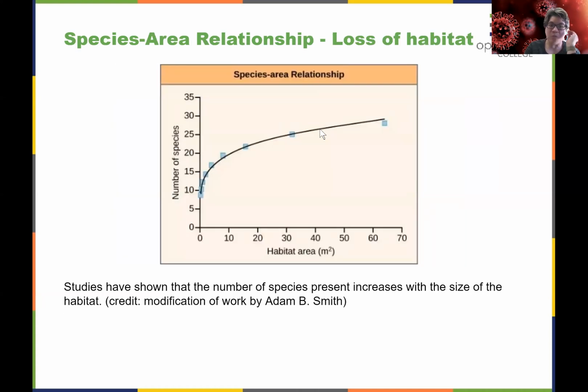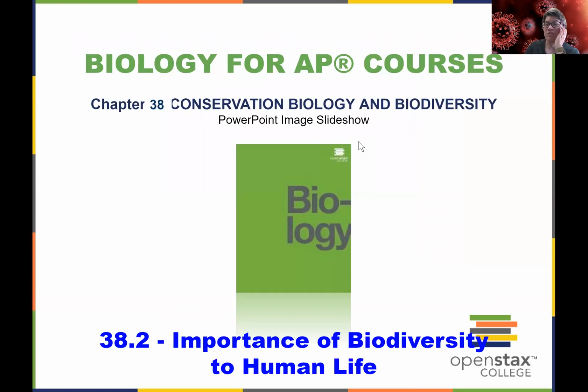And when we look at this species area relationship, as the area increases, the number of species increases, but it's not linear. So we need to make sure that we're keeping that in mind. As we are losing more habitat, we're also going to lose more species. So as we're looking at more land, that's going to cause more species to be lost potentially. So we need to make sure we're protecting habitats.